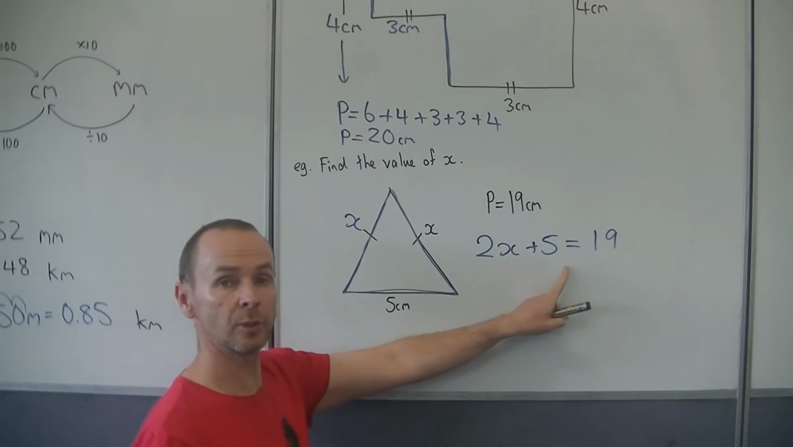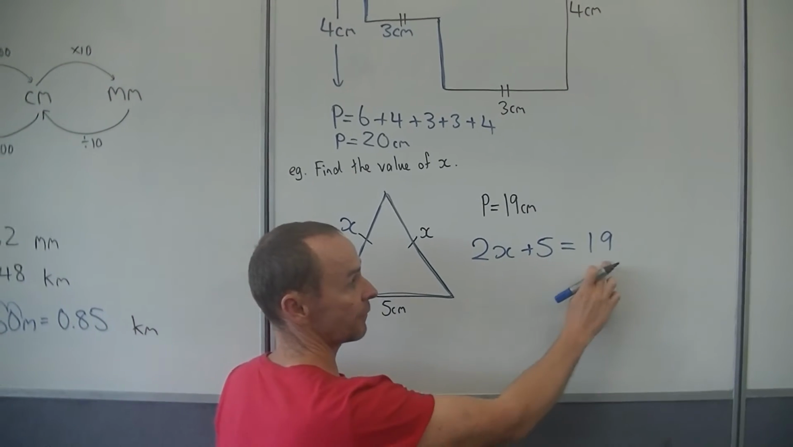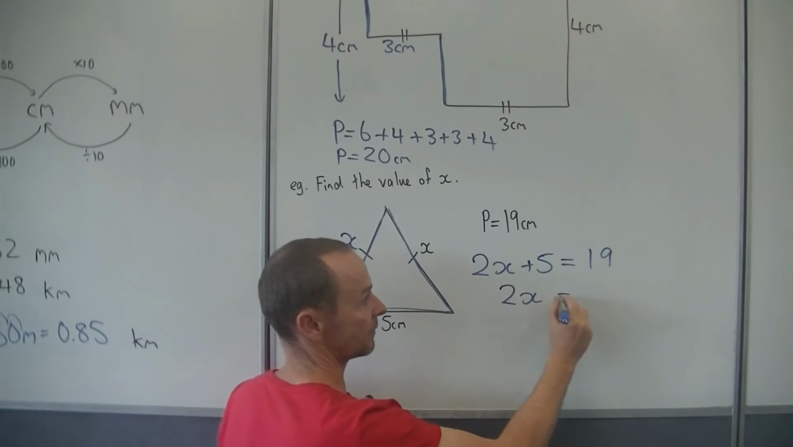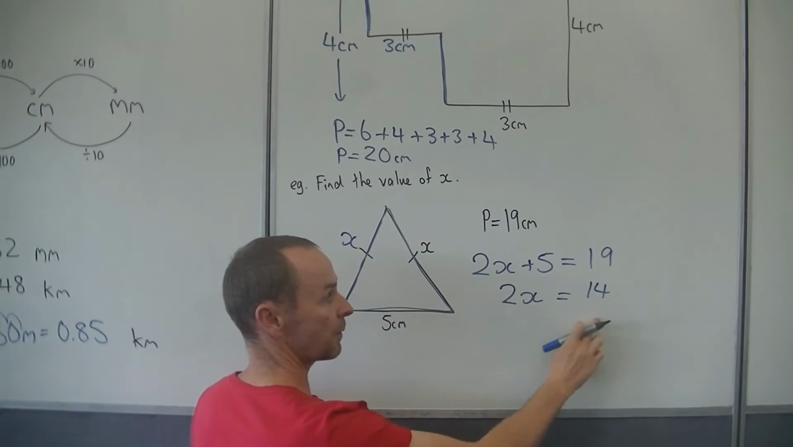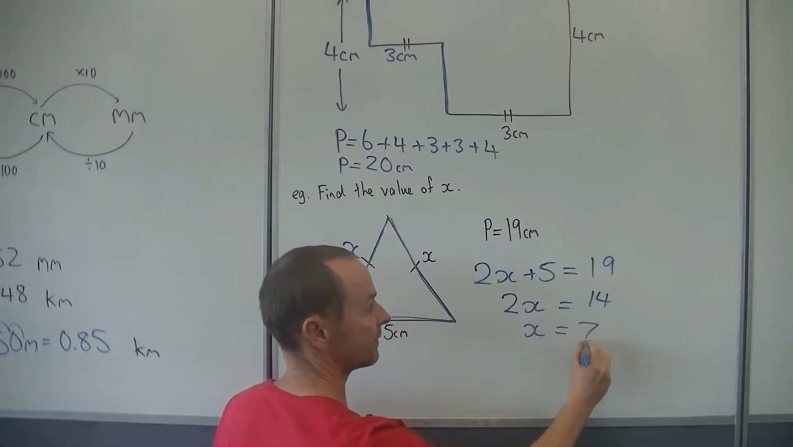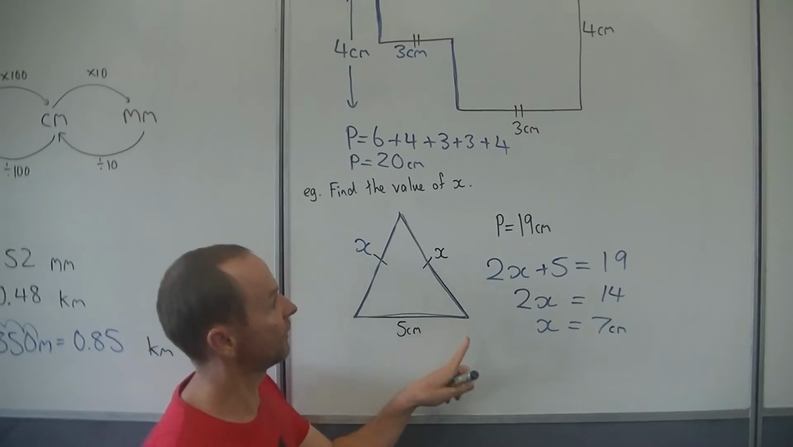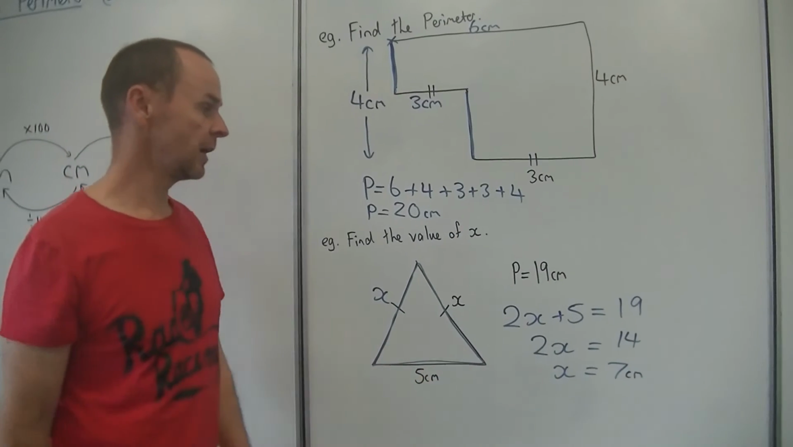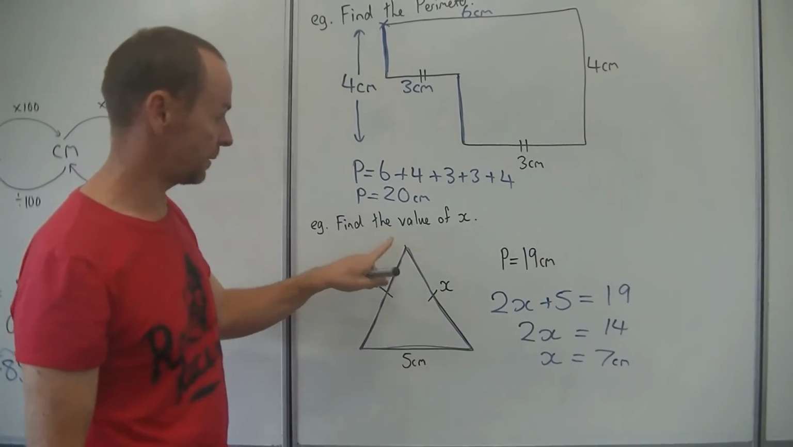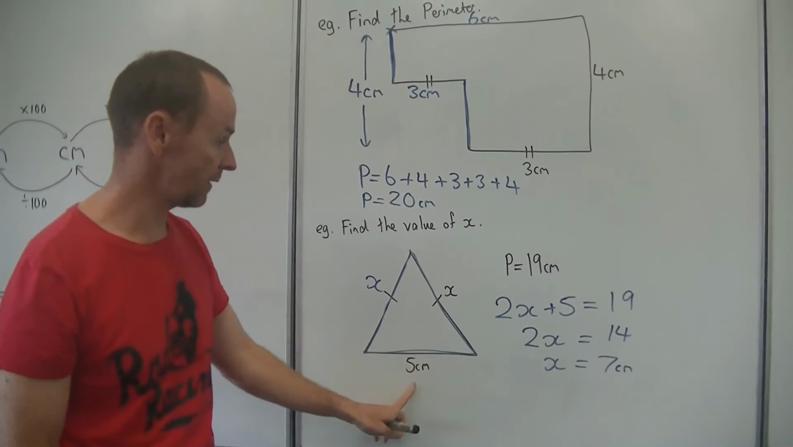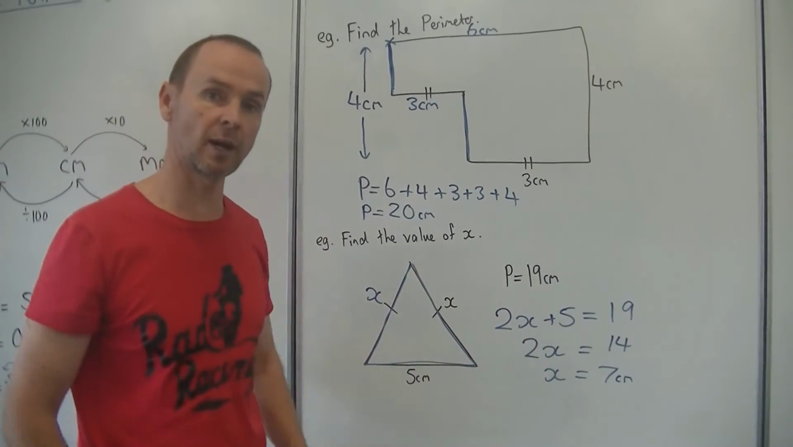Now we have an equation that we can solve. So you minus 5 from both sides, and you get 2x equals 14. Divide both sides by 2, and you get x equals 7. And the units are centimetres. So that side length is 7 centimetres. You can check your answer, because 7 plus 7 is 14, plus 5 is 19. So you know you've got the right answer.